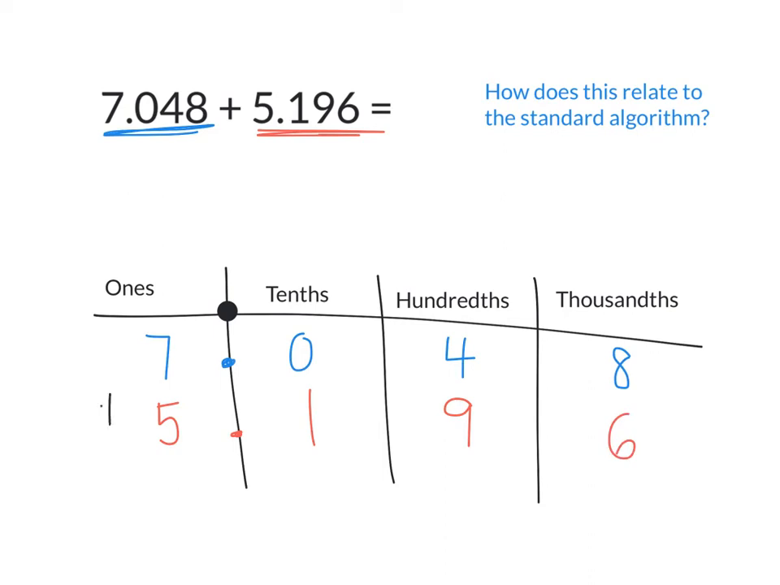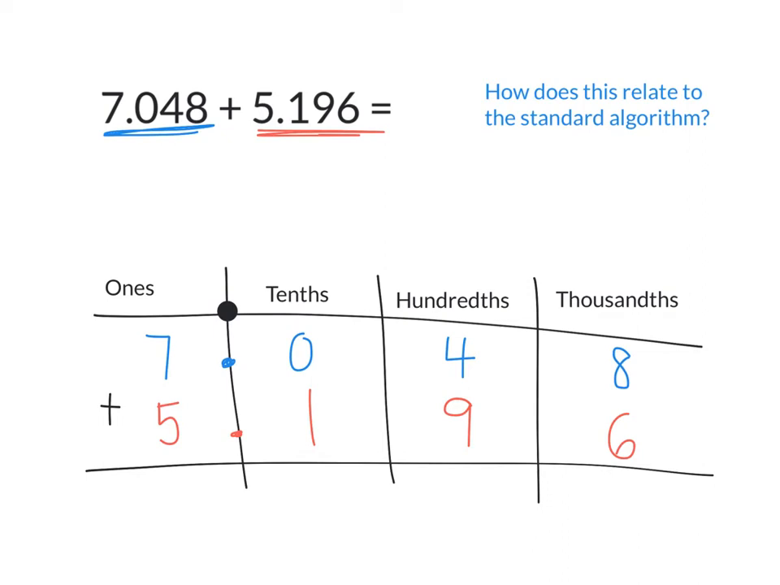So now we're going to add them up. This is what's called the standard algorithm. I want you to notice that everything is lined up. The ones are on top of each other. The tenths are on top of each other. The hundredths are on top of each other. The thousandths are on top of each other. Why is it important to make sure that those place values are lined up?